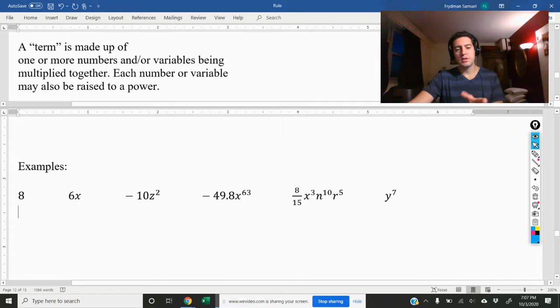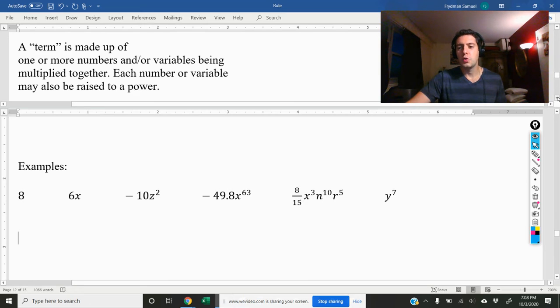And here we have another term. It doesn't matter if there's a fraction in front, or a decimal, or a negative number, or a positive number. All of that is okay, and we could even have more than one variable in a term. So you can see here we have 8/15, x to the 3rd, n to the 10th, r to the 5th. So we have 3 variables there, x, n, and r. It doesn't matter how many you have. You could have 0. It still counts as a term, like the first one here, 8. And the last example of a term that I have here is y to the 7th.